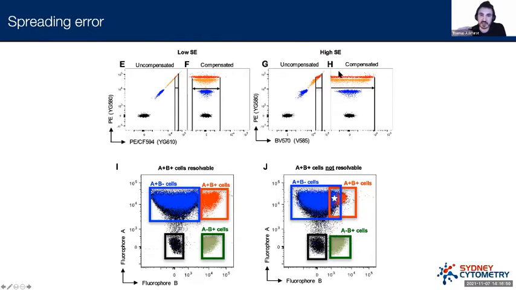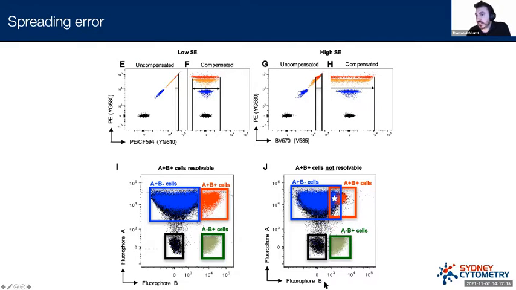But importantly, this is not something that we can correct. This isn't data that we've overcompensated or undercompensated. This is just physics. This is something we can't change. The only way we can change it is by going back and adjusting our panel. And we'll see a few examples of this shortly. Why is spreading error important?